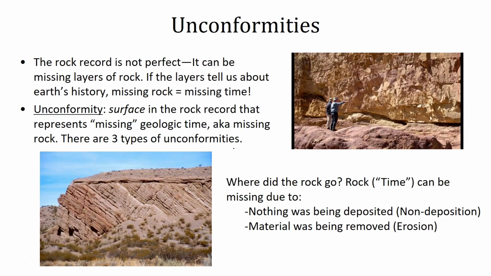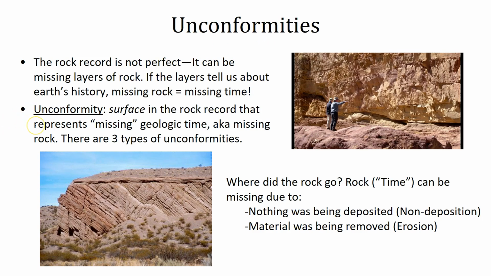All right, at cross-cutting relationships, we mentioned this word unconformity. So we mentioned also at the very beginning that our rock record is not perfect. It can actually be missing layers of rock. And if these layers tell us about Earth's history, missing rock is basically like missing geologic time. So if we think about the layers of Earth on the surface of the Earth, kind of like the pages of Earth's history book, an unconformity would be going in and ripping out some of those pages, removing some of that rock record, removing some of that geologic time and history out of the book of Earth.